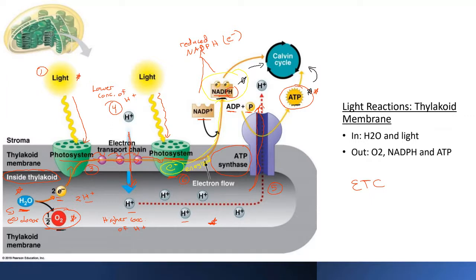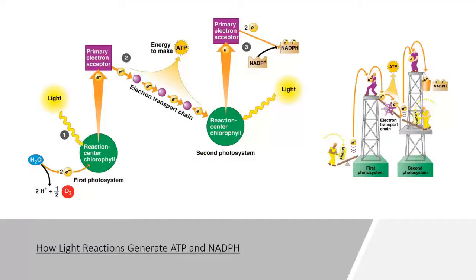And if you don't believe me, here, light reactions, thylakoid membrane, what goes in, water and light, what goes out, what is produced. We make oxygen, we make NADPH, and we make ATP. And remember, these are the products, okay, of the light reactions only. One more slide that I want to show you just to see how this energy thing goes.